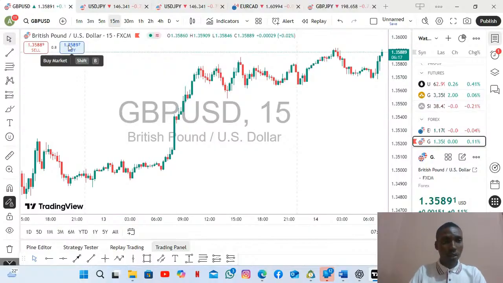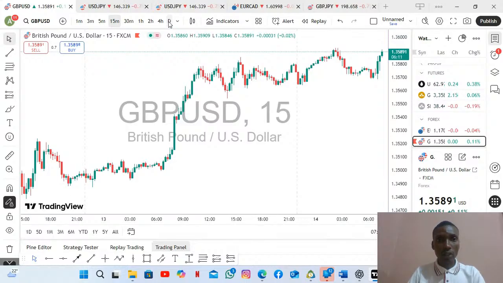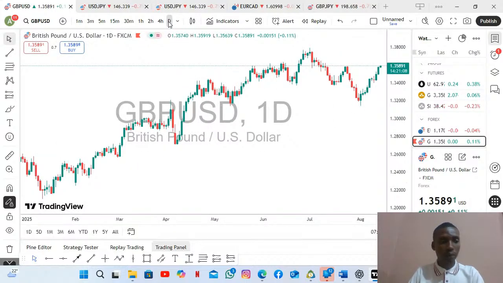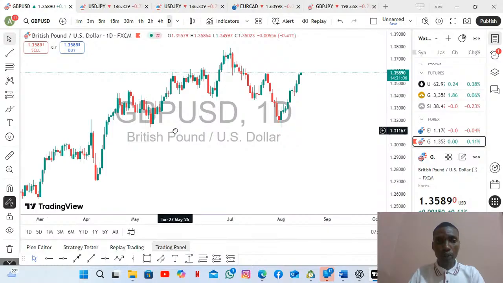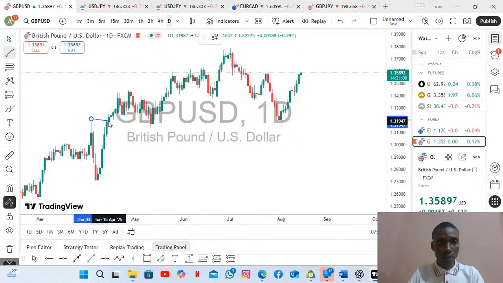Anyway, let us look at it from the day time frame quickly. If we can just analyze this, we are done. Looking at it from the day time frame, if we look at GBP USD, we can see clearly that there is a break of structure here. This is a break of structure to the upside.